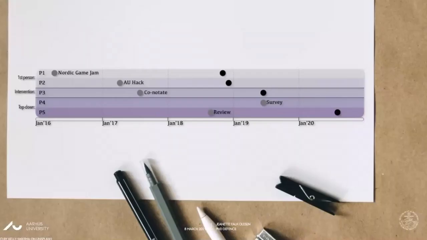So in order to give an overview of the timely aspects of the PhD project, I have here a relative timeline of the conducted studies. The gray dots are studies and the black dots are when the study was published. So I started out with the 2 first-person research studies in the Nordic Game Jam and in a local hackathon at Aarhus University called the AU Hack.